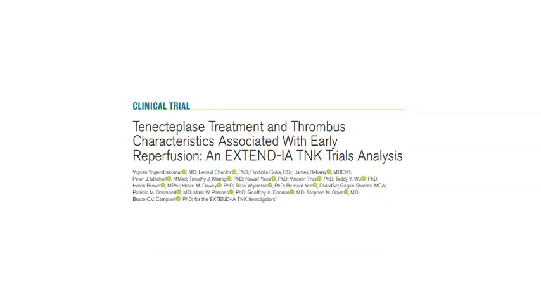According to the authors of this study, intracranial occlusion site, contrast permeability, and clot burden are thrombus characteristics that influence alteplase-associated reperfusion. In this study, the authors assessed the reperfusion efficacy of Tenecteplase and alteplase in subgroups based on these characteristics in a pooled analysis of the Extend 1A TNK trial.